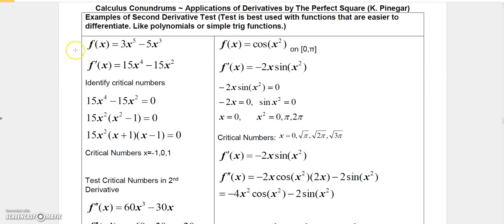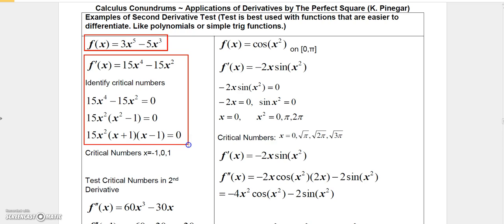So the first example here, I have f of x equals 3x to the fifth minus 5x cubed. And I want to apply the second derivative test. So the first thing I need to do is find the critical numbers. So I calculate the first derivative, which is 15x to the fourth minus 15x squared. Then I set that derivative equal to 0. I factor it, and then I set those factors equal to 0. And I get the critical numbers from those factors: -1, 0, and 1.